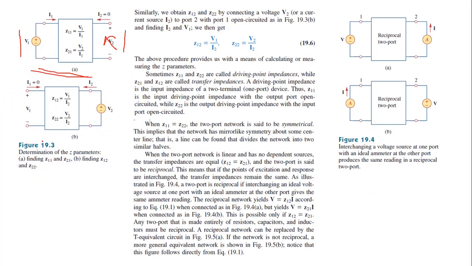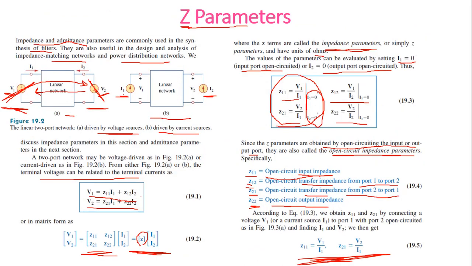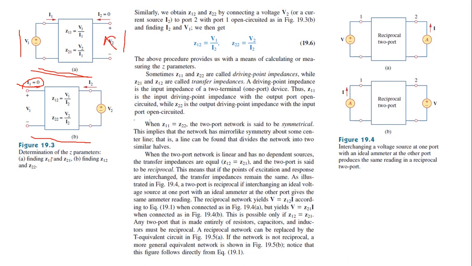Similarly, look at the second diagram. In this diagram, you can see that V1 is disconnected, keeping V2 as such, and we have made I1 equal to 0. If I1 is made 0, we can obtain Z12 and Z22. So this is how the parameters are found. Z parameters are found by open circuiting the respective ports.